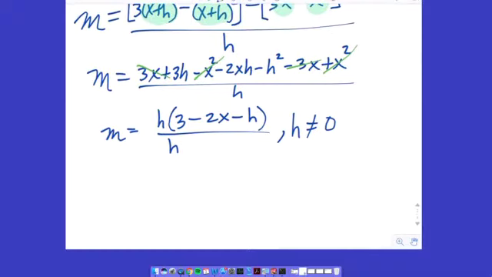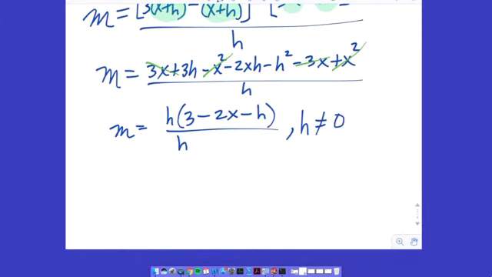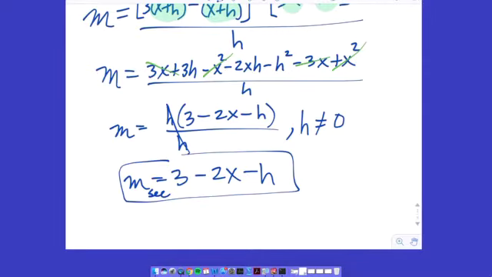But we know algebraically the mathematical workaround. If we divide out the h's, we get this formula, 3 minus 2x minus h. And this now can be used to find the slope of the secant line on that graph between any point x comma f of x and x plus h, f of x plus h.